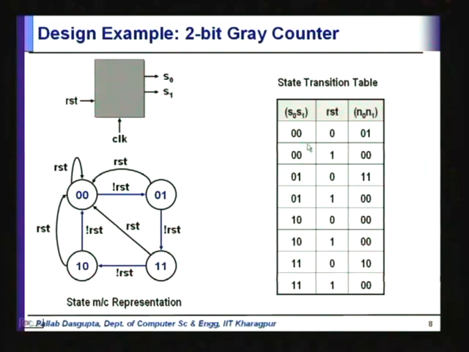Okay. So this state transition table has these entries: the present state, the input and the next state. So if the present state is 00 and the input reset is 0, then the next state is 01, because the reset is low. So we go from 00 to 01. Similarly, when we are in 01, if the reset is low, we go to 11. On the other hand, when we are in 01, if reset is high, we will return to 00. Okay. So this is the state transition table.